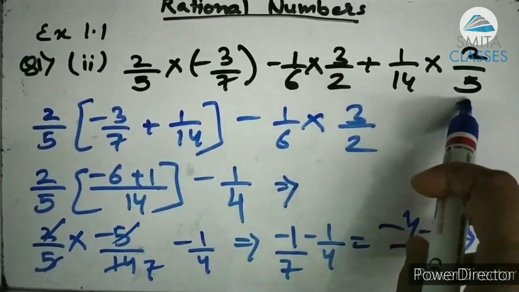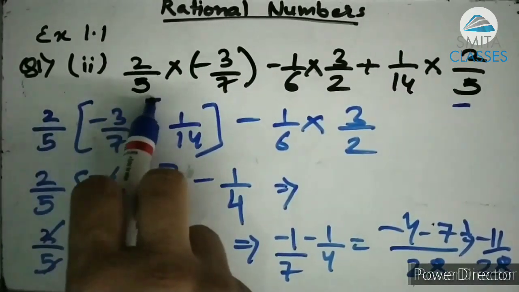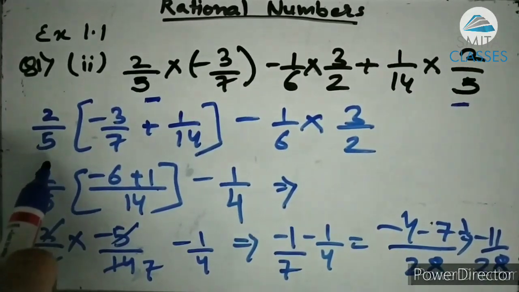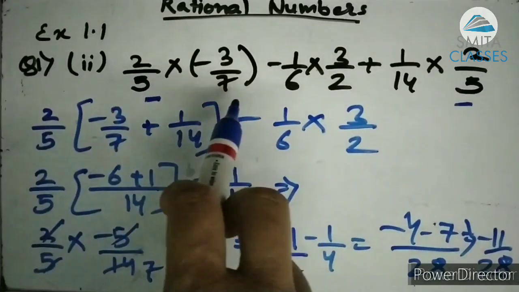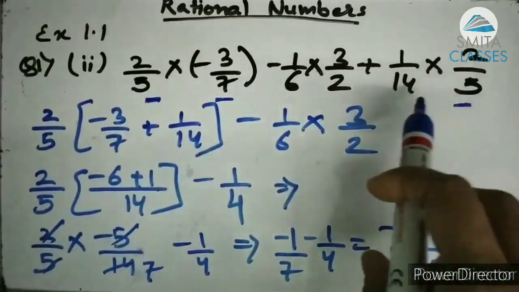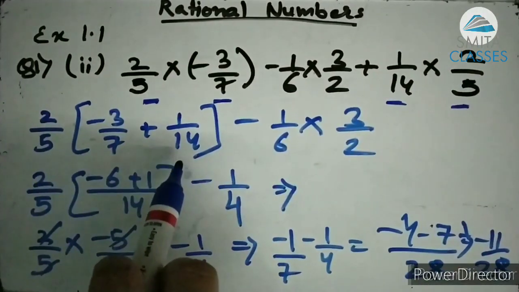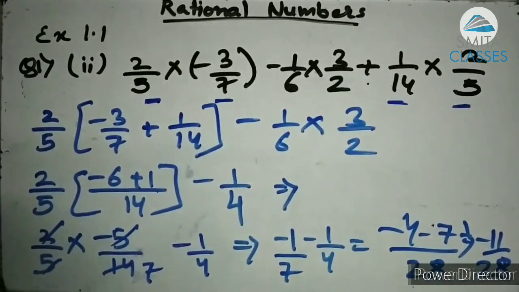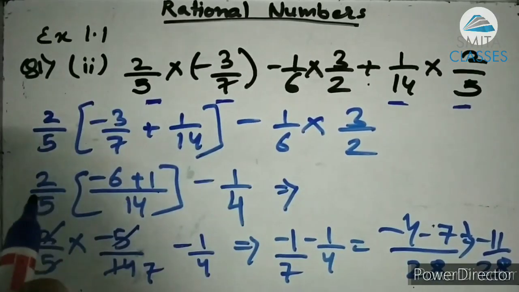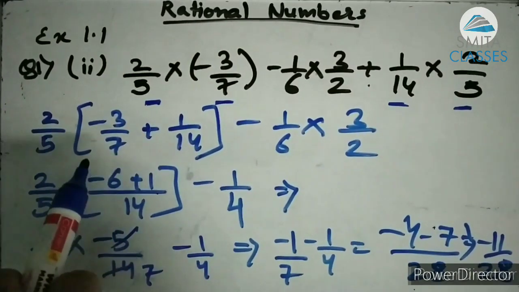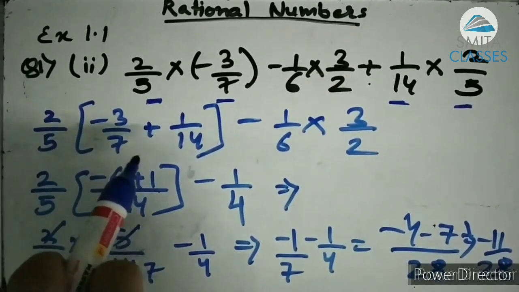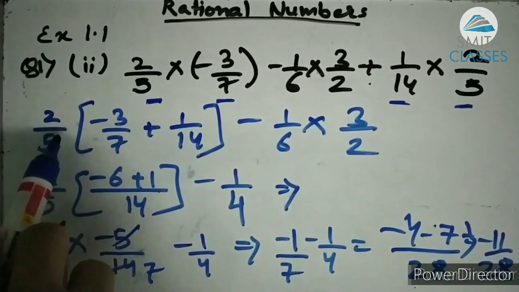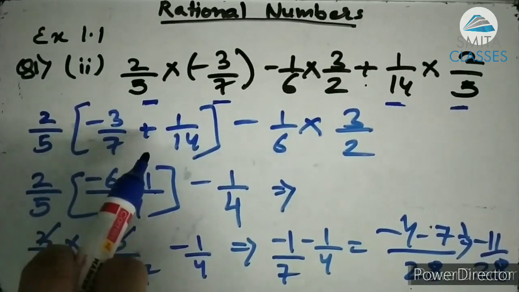Here I find that 2 by 5 is common in both these places. So I take 2 by 5 common and put minus 3 by 7 and 1 by 14 inside the bracket with the arithmetic operation addition, since addition is given here. Here I have used the distributivity property of multiplication over addition. Here 2 by 5 is multiplied and both are added.